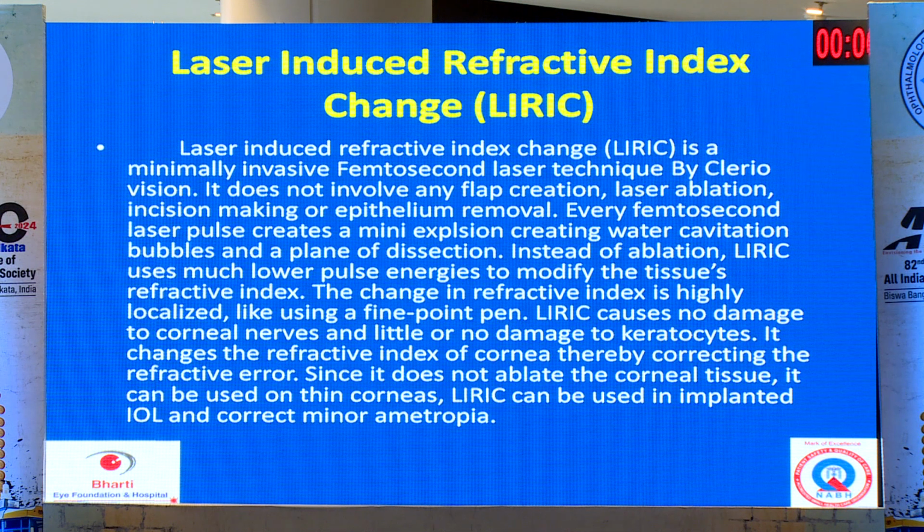The most recent thing, which is still in the experimental stage, is Lyric, which is laser induced refractive index change, where the femto laser shoots in the stroma to change the refractive index of that area. It does not do any damage or have any effect on the top or bottom of the treated area. It is a low energy procedure which modifies the tissue's refractive index, and it does not cause any damage to the corneal nerves, but still it's not available commercially as of now.